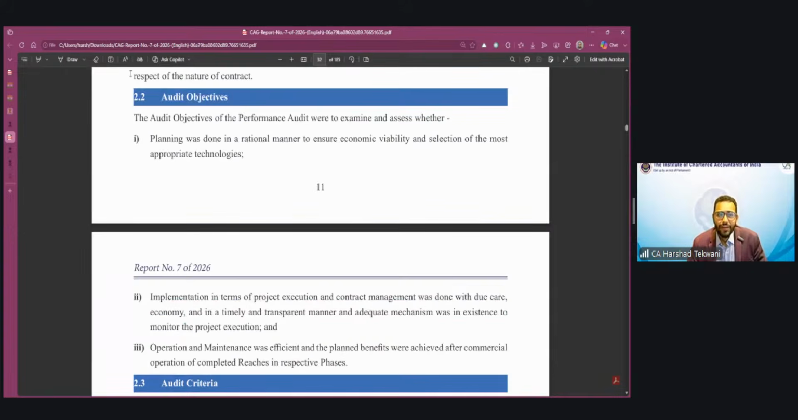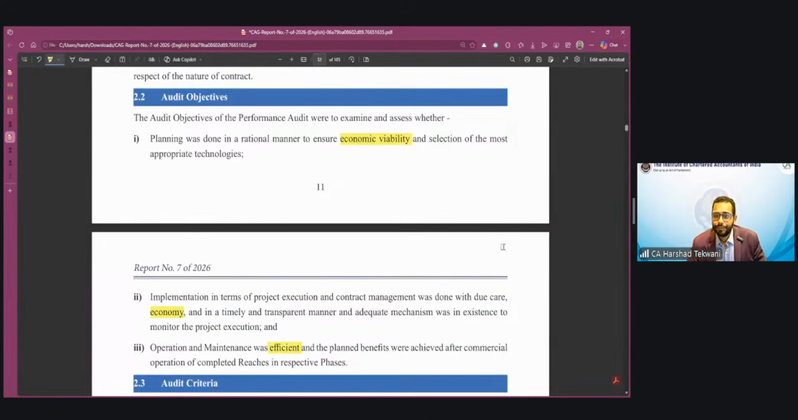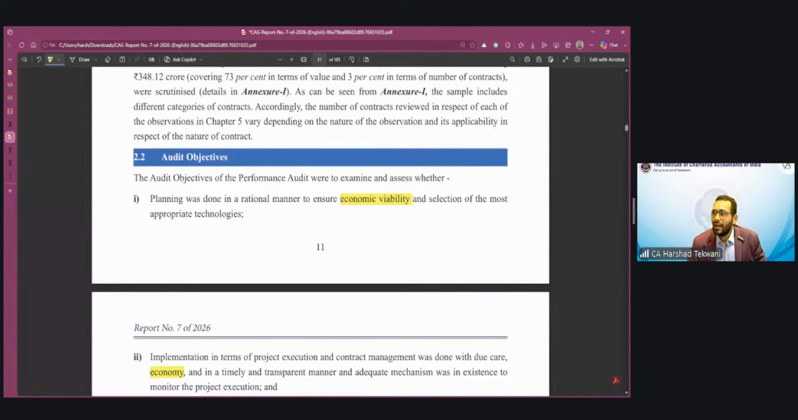So if you see briefly, we are talking about three elements over here. One, we are talking about economic viability. We are talking about project execution, contract management, due care, and the economy. Then again, the operation and maintenance was efficient and the planned benefits. So there are a few things that we are talking about in this performance audit.